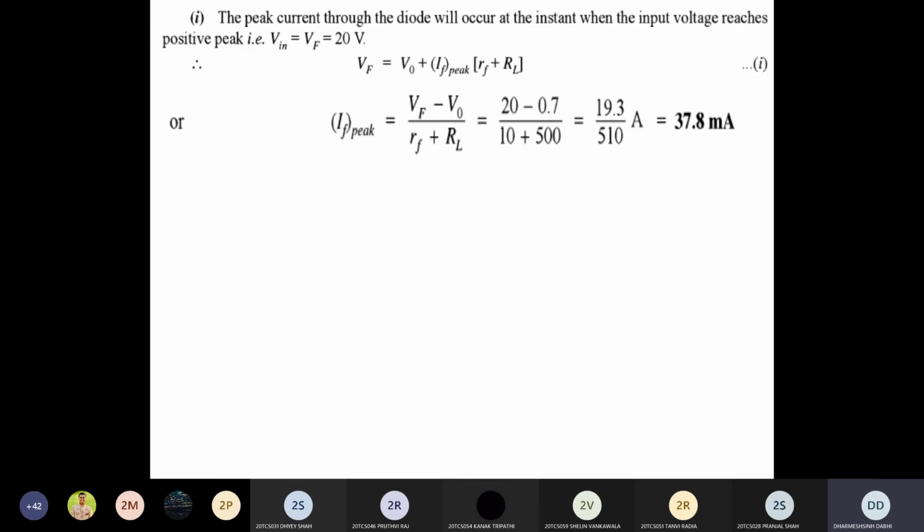All of you understand this? How did we get this answer? Is there any doubt? Yes or no? Is there any doubt to anyone? Okay, so calculate this.